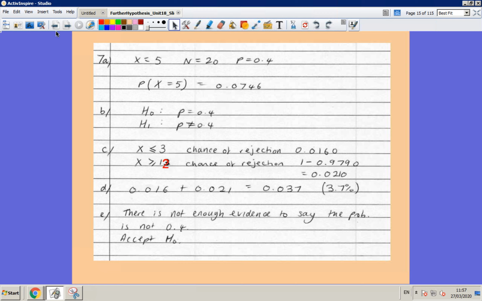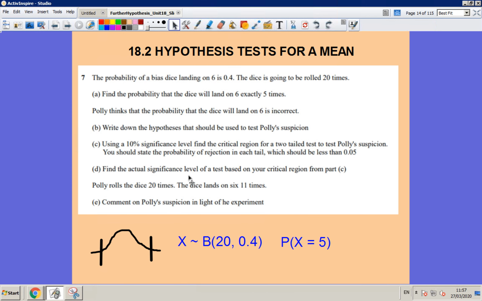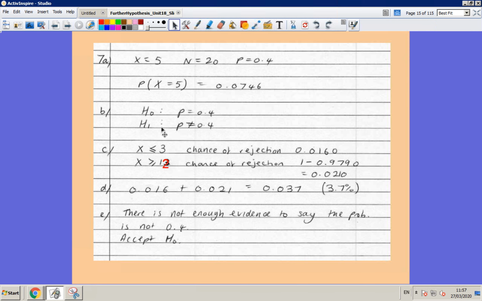Okay, the next question asks us to find the actual significance level of our test. We wanted to split our 10%, 5% at the bottom tail, 5% at the top tail, but actually when you look at it, we didn't capture 5% because the next value up was bigger than 5%, and at the top end of the tail also we didn't capture 5% because the next one down had a bigger than 5% chance of rejection. So our actual significance level is what you get by adding the two probabilities of the tails, and that gave us 3.7%.